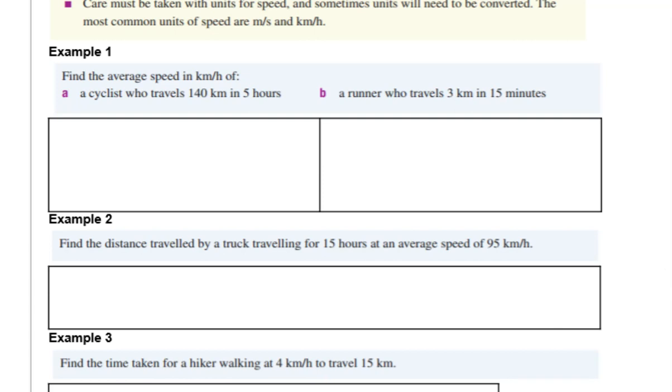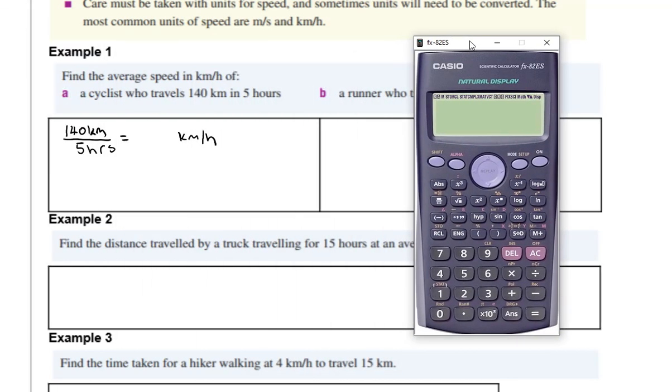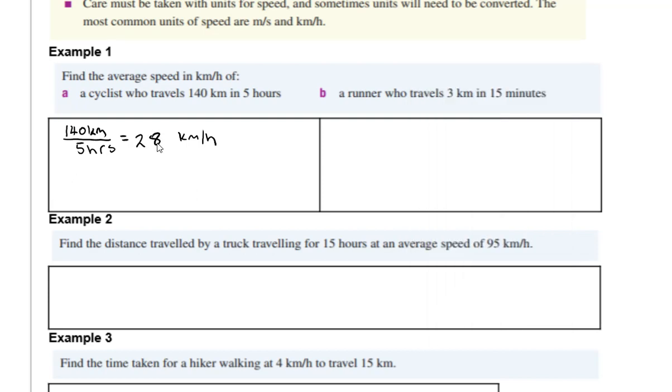So example 1, it says find the average speed in kilometers per hour of a cyclist who travels 140 kilometers in 5 hours. Well, I like to write it as a fraction and say, well, I've got 140 kilometers over 5 hours, and if I divide that, I will get my answer in kilometers per hour. So if I grab my calculator and do 140 divided by 5, I'll get an answer of 28 kilometers per hour.